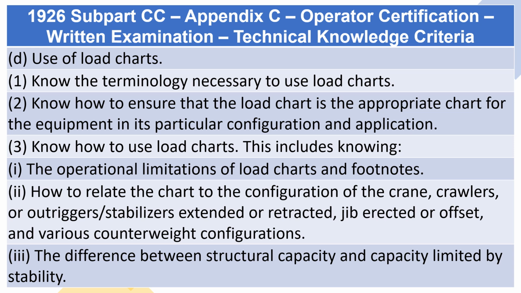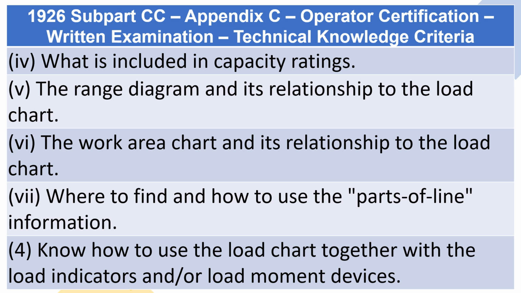How to relate the chart to the configuration of the crane, crawlers, or outriggers/stabilizers extended or retracted, jib erected or offset, and various counterweight configurations. The difference between structural capacity and capacity limited by stability. What is included in capacity ratings? The range diagram and its relationship to the load chart. The work area chart and its relationship to the load chart. Where to find and how to use the parts of line information. 4. Know how to use the load chart together with the load indicators and/or load moment devices.